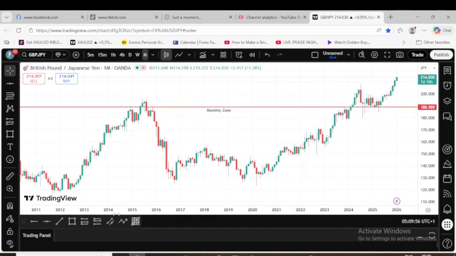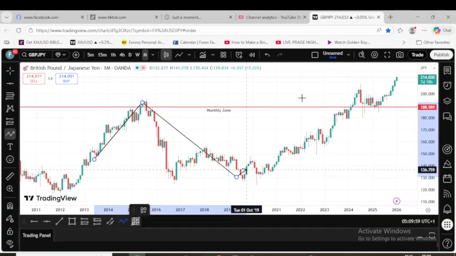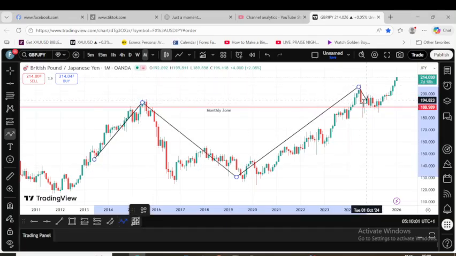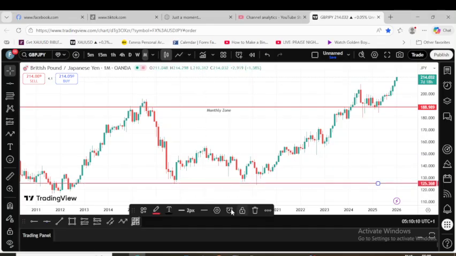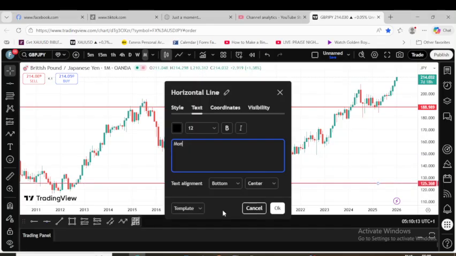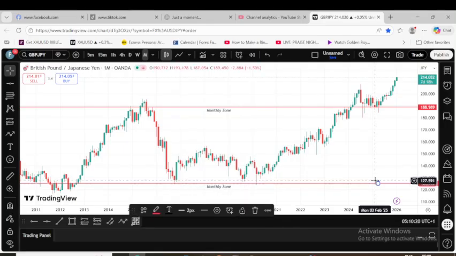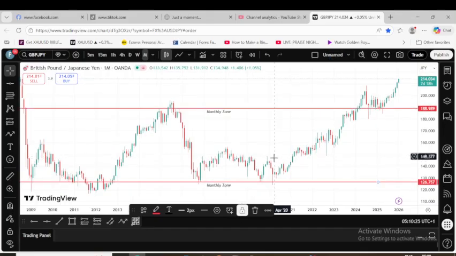Anyways, you can see that price came down, broke through it, and retested it more than once before going up, making that a valid zone. Once again, you have another monthly zone here. Another monthly zone here. Let's adjust it a bit. Okay. Let's zoom out to see if we can find anything. Seems to be a zone around here.